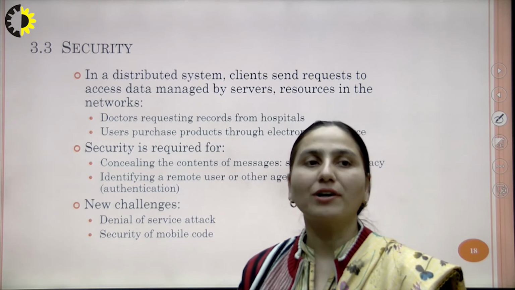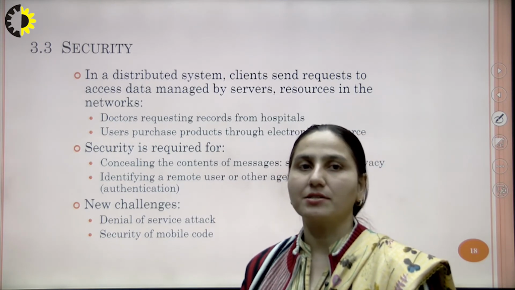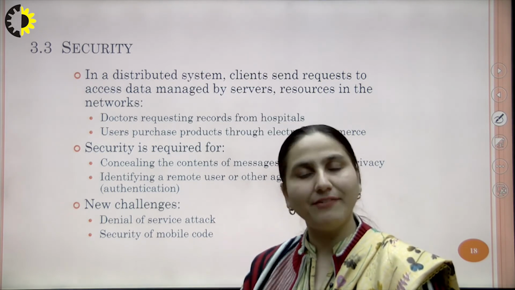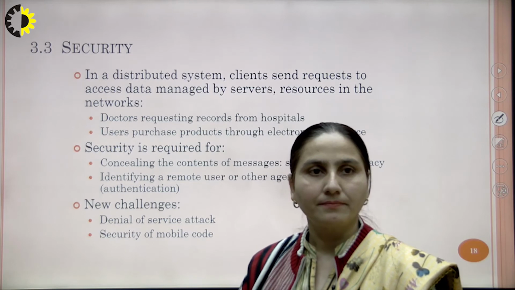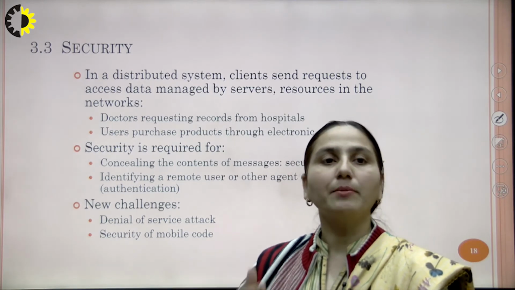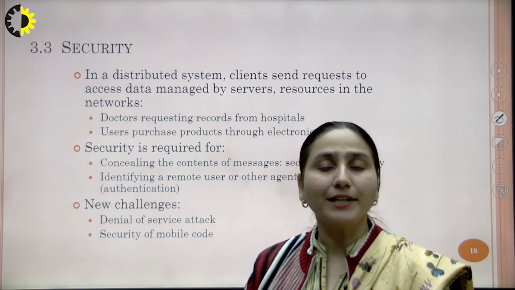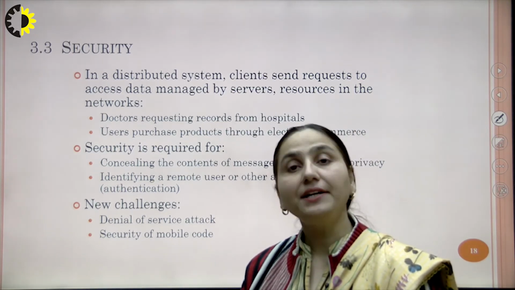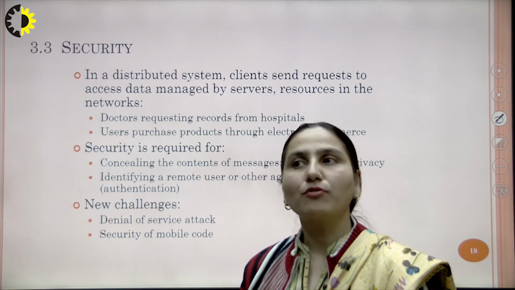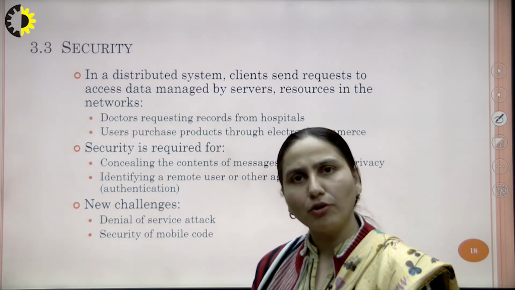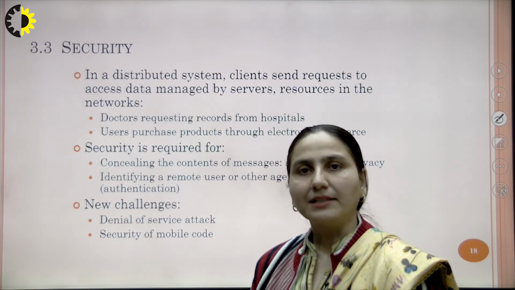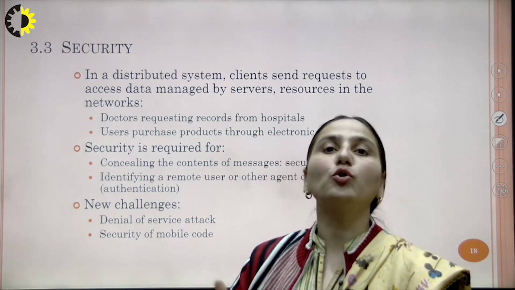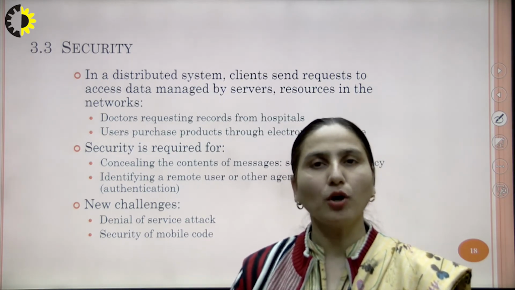Security is required for concealing the contents of the messages. We always want the data to be secure, and we need to maintain the privacy of the data. We need to identify the remote user or other agents correctly. Authentication is required. Confidentiality of the data is required. Integrity of the data is required. We always want the data to be confidential. What do we mean by this? That the data should not be accessed by a person who is not authentic to use or access that data. The data should be confidential. It should not be leaked.